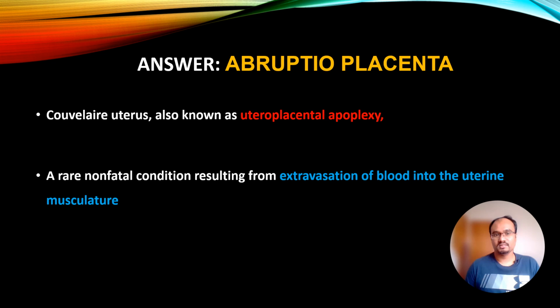So the Cavalier uterus is also known as uteroplacental apoplexy, and it is a rare and non-fatal condition resulting from the extravasation of blood into the uterine musculature. Let us go to the next question.